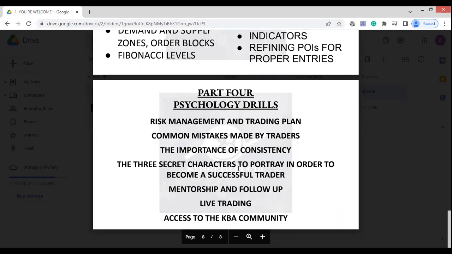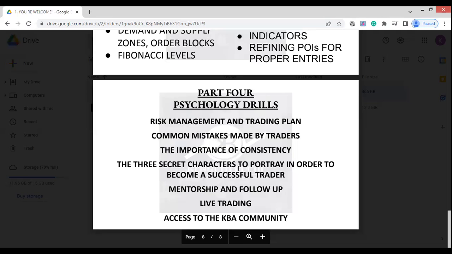You need to learn how to manage your risk, because just like I said, gambling is different from forex trading: in forex trading you have the ability to control your risks and manage your money. So these psychology drills will cover the remaining two parts you need to learn on how to trade the forex market. You learn how to manage your risk and how to be in the right psychology for trading. Under part 4, the psychology drills, you learn risk management and trading plan, and common mistakes made by traders.